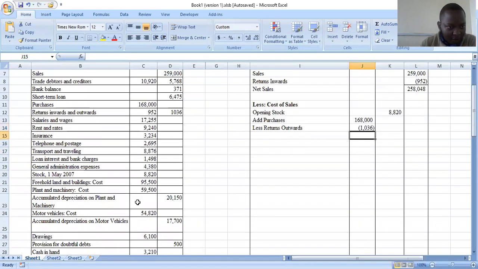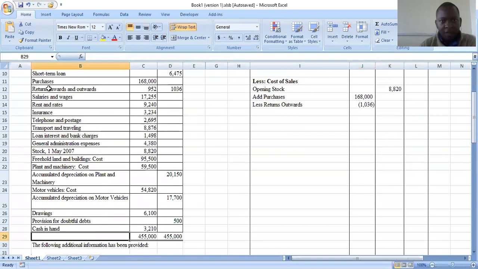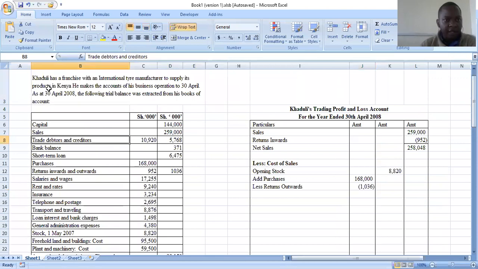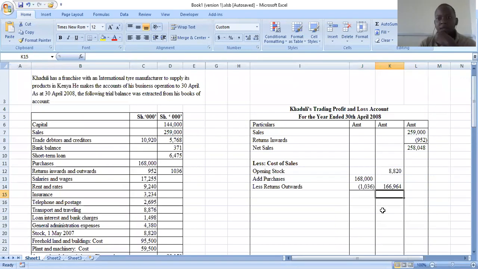Do you have carriage inwards? I did not see carriage inwards. If we have carriage inwards, we add them to purchases. No carriage inwards. So the only adjustment for purchases is returns outwards, which we deduct from purchases, that is 168 minus 1036. So therefore our purchases is 166,964. And then we less closing stock.